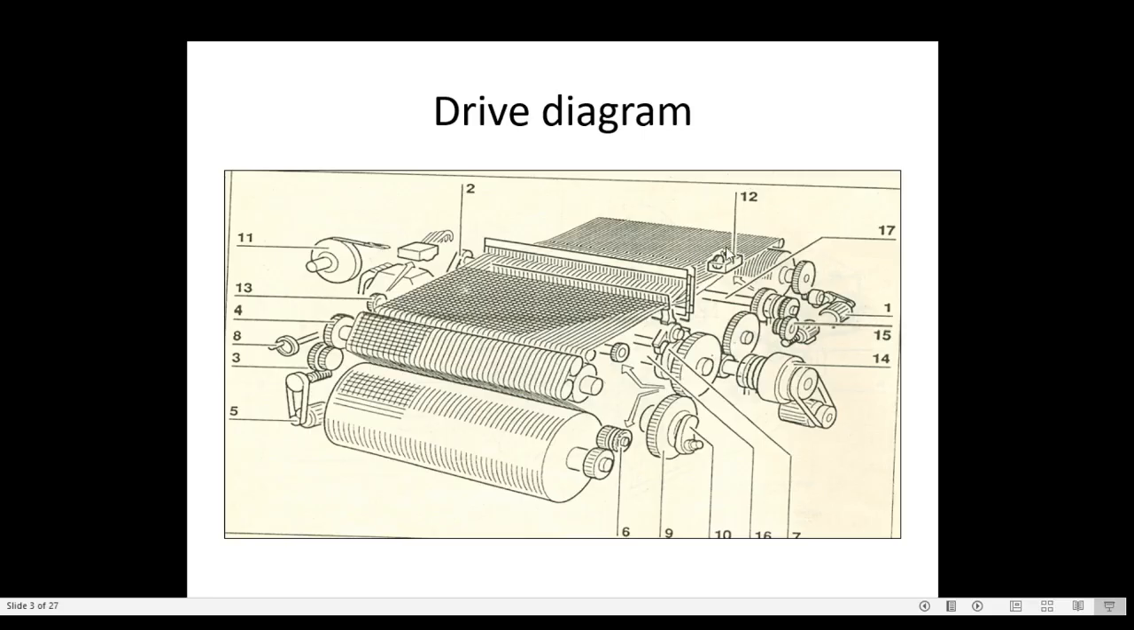Here we can see the drive to the selvedge motion, left hand and right hand selvedge. Here the drive is going. See the drive carefully. In total 4 motors are there: 1, 2, 3 and 4. See the drive one more time.